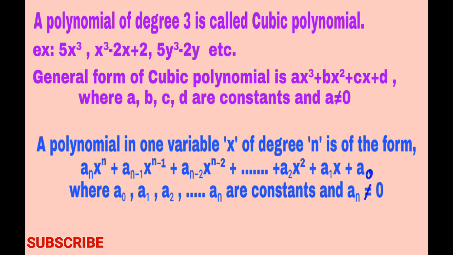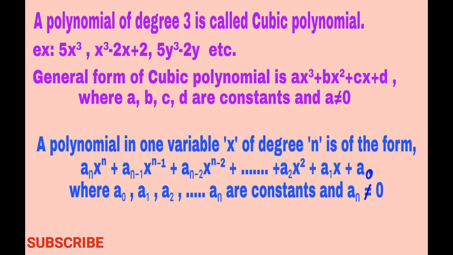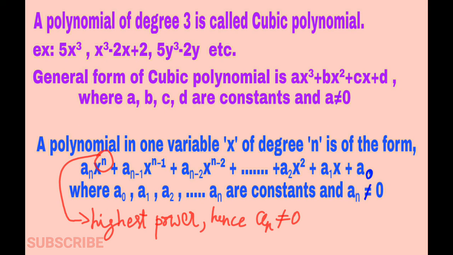A polynomial in one variable x of degree n is of the form a_n x power n plus a_(n minus 1) x power n minus 1 plus and so on plus a_1 x plus a_0, where a_0, a_1, a_2, a_3 up to a_n are constants and a_n not equal to 0. It means the coefficient of the variable which has the highest power must not be equal to 0.